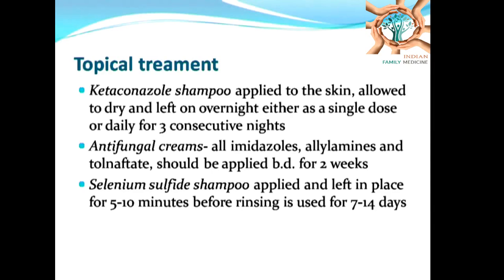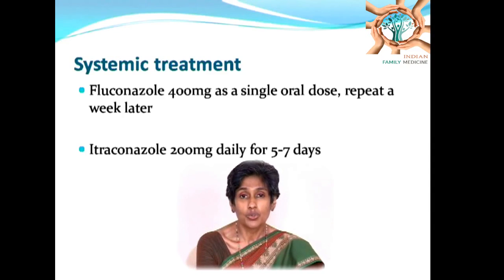For systemic treatment, one can use fluconazole at a dose of 400 milligrams as a single oral dose, and it's best to repeat it a week later. You can also use itraconazole 200 milligrams daily for 5 to 7 days.